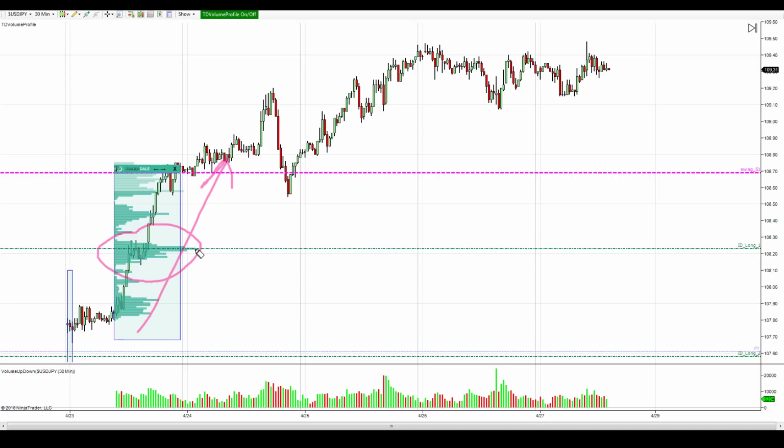Those are the heavy volumes. So when the price goes back to this area, I'll go long from there. This is the only level in the immediate area that I like to trade on the Japanese yen.